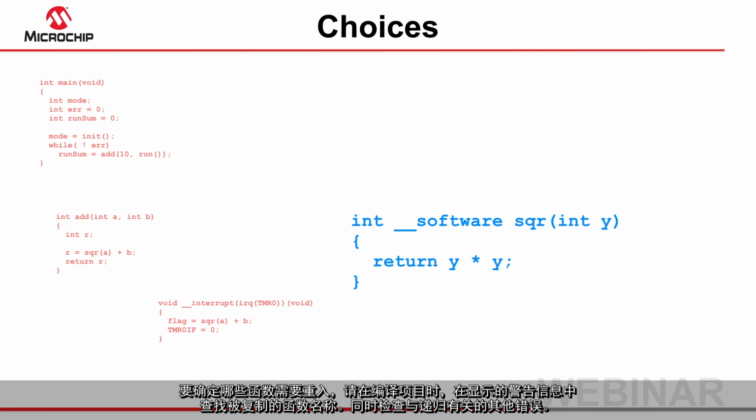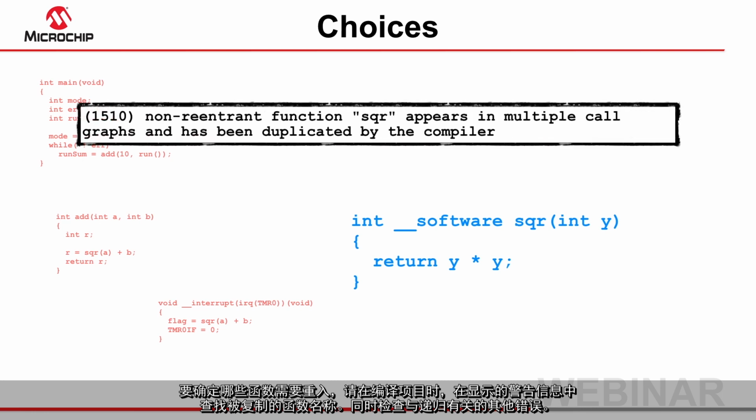To determine which functions those are, look for the function names shown in warnings relating to duplication when you build your project. Check for other errors relating to recursion.